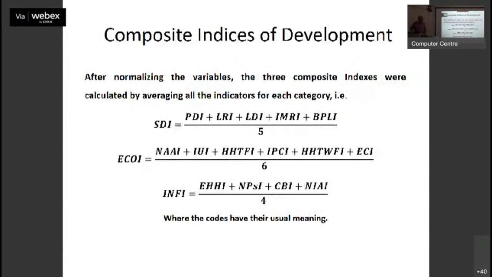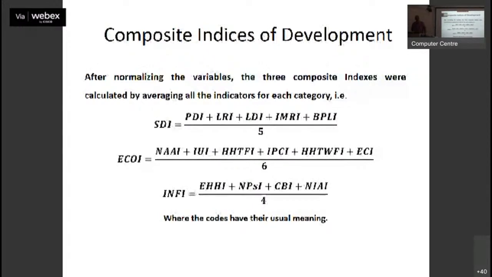Then we work out the social development index. SDI is equal to the index of PDI, population density, literacy rate, literacy difference, infant mortality rate, and population below poverty line. Since we are adding 5 indicators, so we are dividing by 5. So this gives you the index of social development for every district.